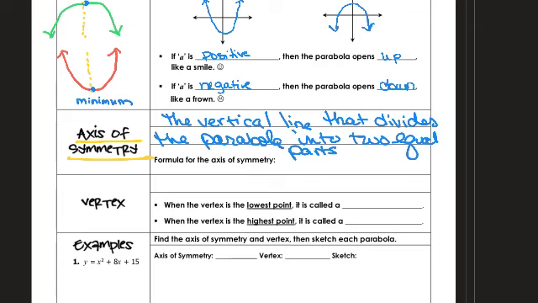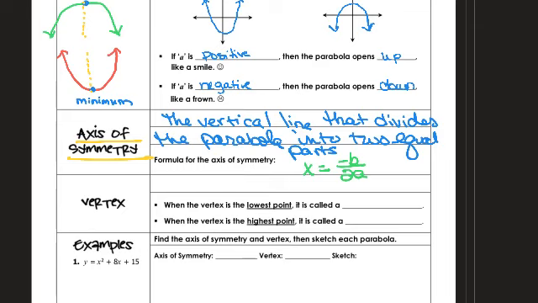The formula for the axis of symmetry, because you do kind of have to calculate it, is x is equal to negative b over 2a. And if you have ever seen the quadratic formula, you know this is actually a key piece of the quadratic formula.